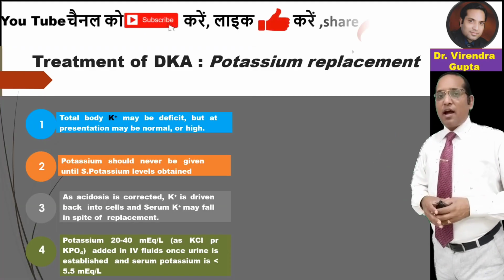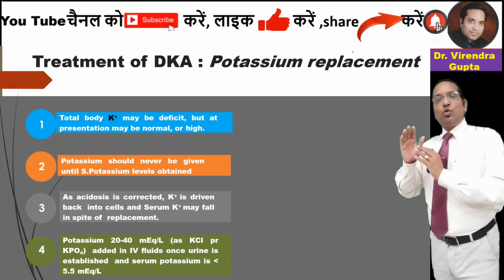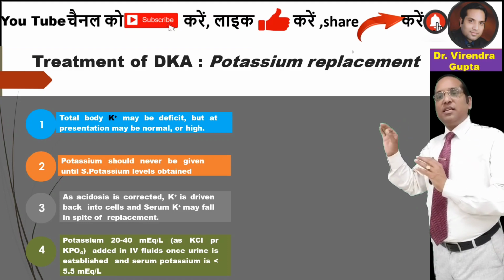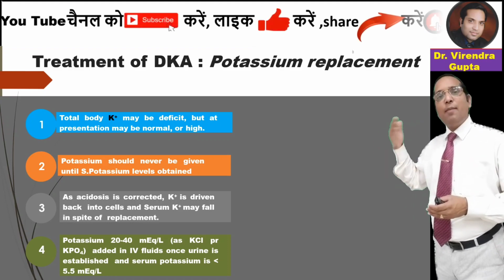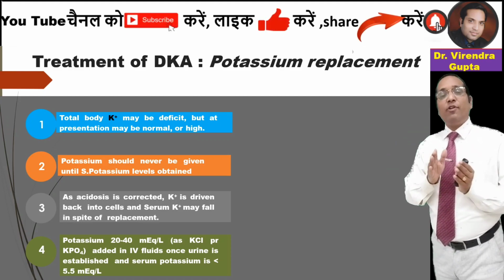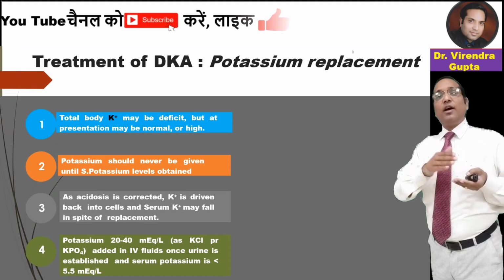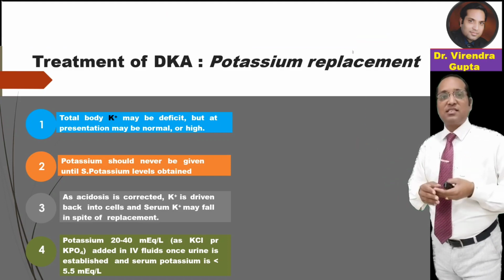And guys, important is potassium replacement. Initially, the total body potassium is deficit, but it may present with normal or high potassium level due to decreased insulin level or acidosis, where there is extracellular shifting of the potassium from the cells.